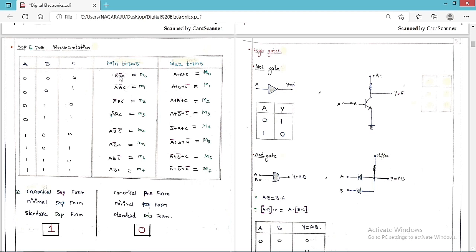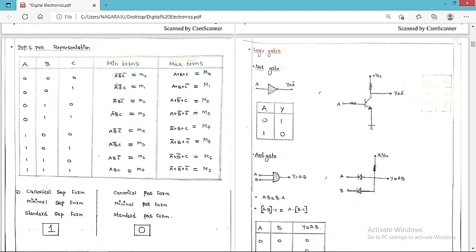So A bar, B bar, C bar, just do the multiplication. For this one, we are going to get A bar, B bar, C. Here this is A bar, B, C bar, and this is A bar, B, C, and here it is A, B bar, C bar. Here A, B bar, C. Here A, B, C bar, and A, B, C. So whenever there is a 0, just take the complement of that letter. Whenever there is a 1, keep the letter as it is. Just take the product of the letters. We are going to get what is called a min term. These are the min terms.